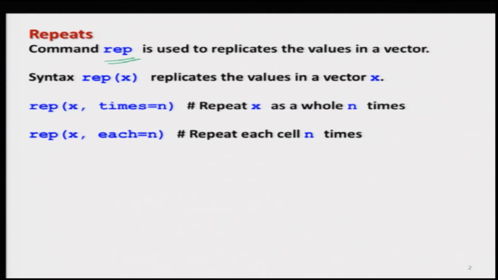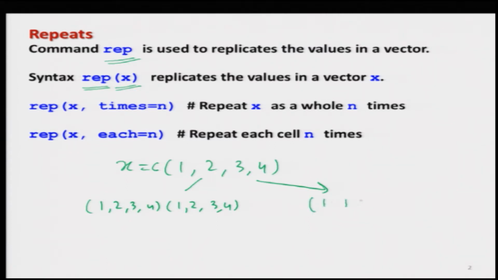For that the command is rep, and inside the parentheses you have to write down the data vector, say x. Now there are two options when you write down the data vector: whether you want to repeat the entire data vector or repeat the values. For example, if x is equal to 1, 2, 3 and 4, and I want to repeat these values 2 times, one option is to repeat it as 1, 2, 3, 4 and once again 1, 2, 3, 4. The second option is to repeat the values as 1, 1, 2, 2, 3, 3, 4, 4. So, these are two different options.